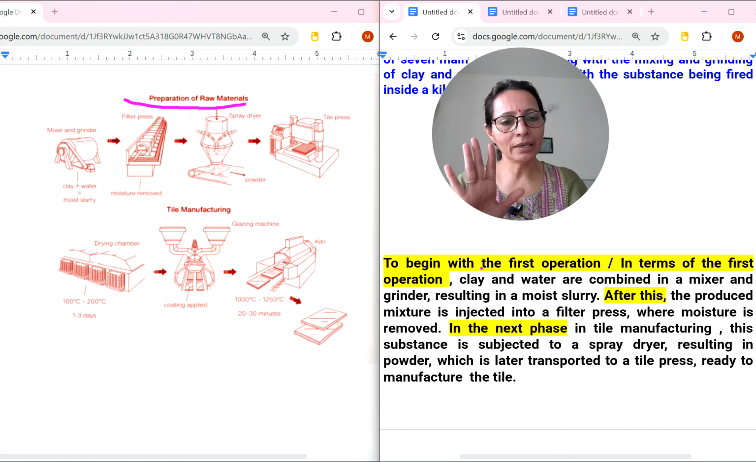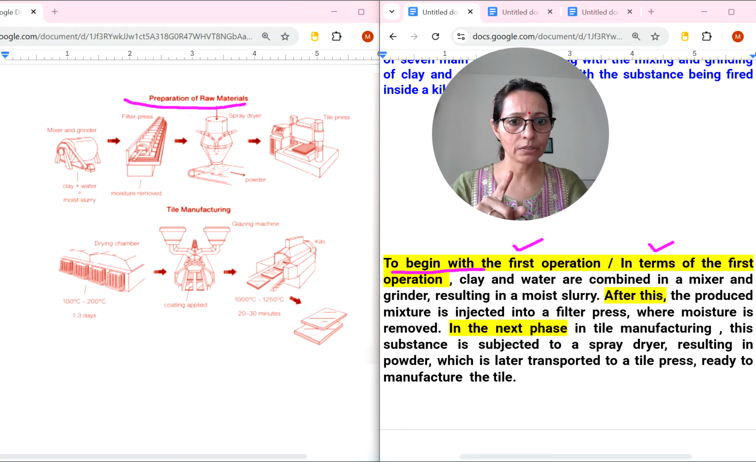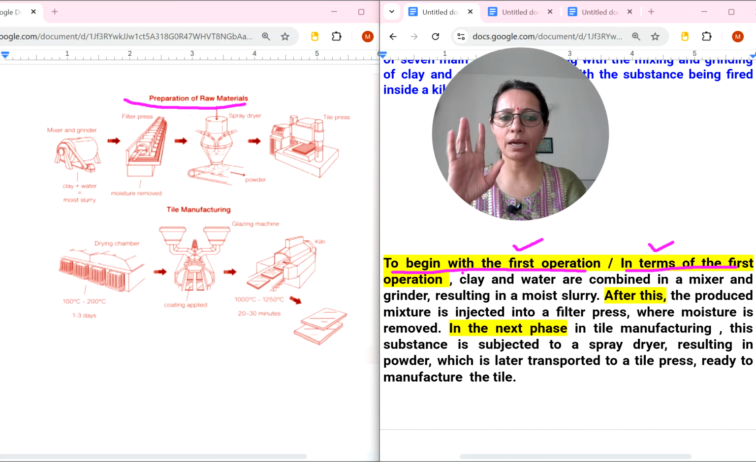So these are language. It doesn't mean that you can't write both things. Either you opt for this to begin with in the first stage, or you write it this way. I have given options. So, in terms of the first operation, clay and water are combined in a mixture and grinder. See this, I am using the passive voice.